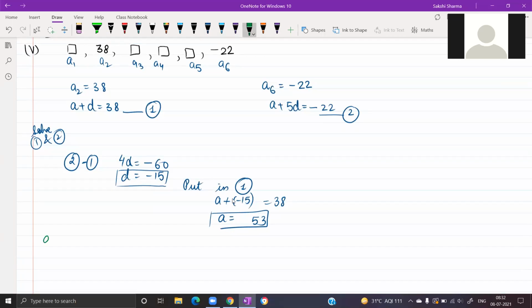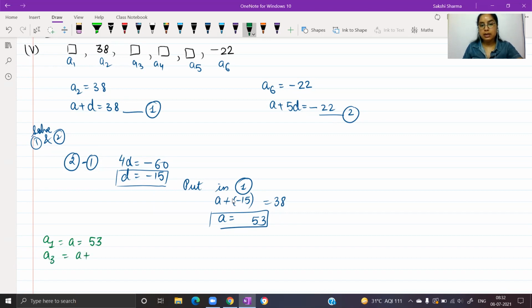Obtain the missing term. A1 equals A, which is 53. Third term: A plus twice the common difference. 53 plus twice negative 15. This will be 23. A4. You can now continue because these are in order.